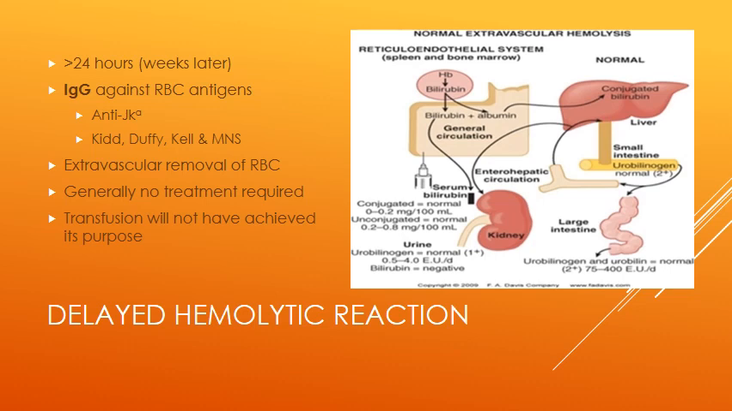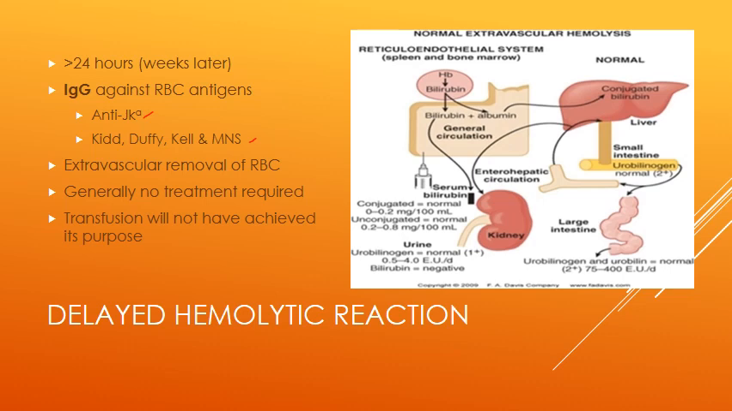Probably the most famous one that can do that is the Jka. Anti-Jka is famous for being weak, weak enough that we don't detect it on an antibody screen, and so then you do see a delayed reaction in the patient after the transfusion component is given. We also can see this with several other families. You can see here Kidd, Duffy, Kell, and the MNS families, but that's why a complete history is important. Okay.